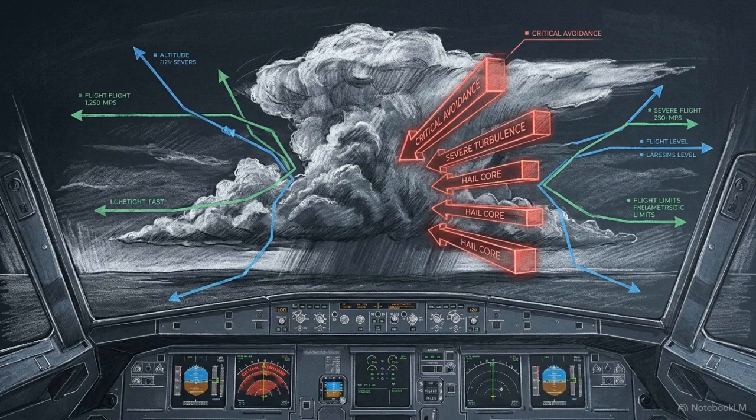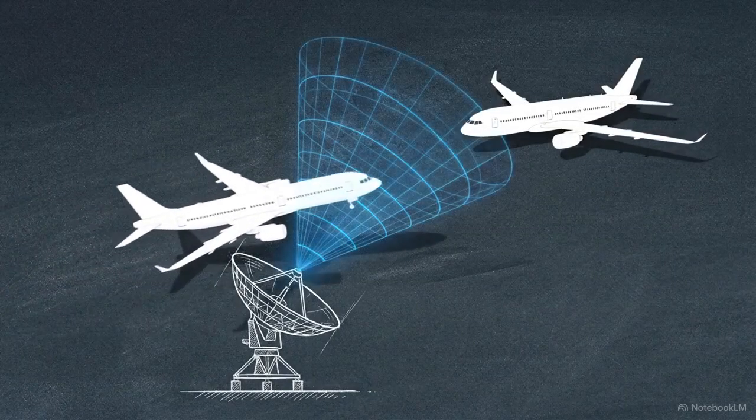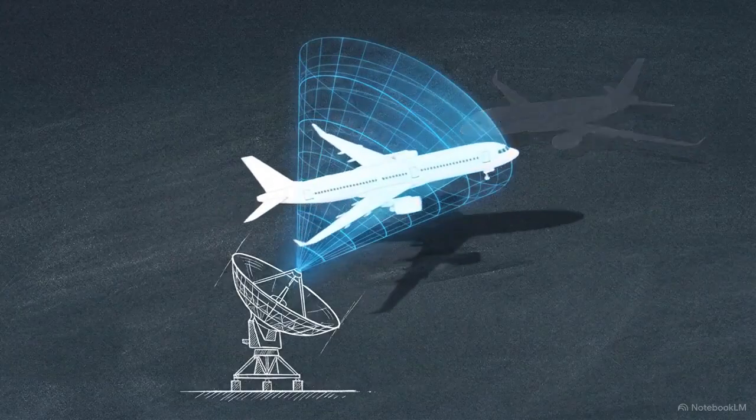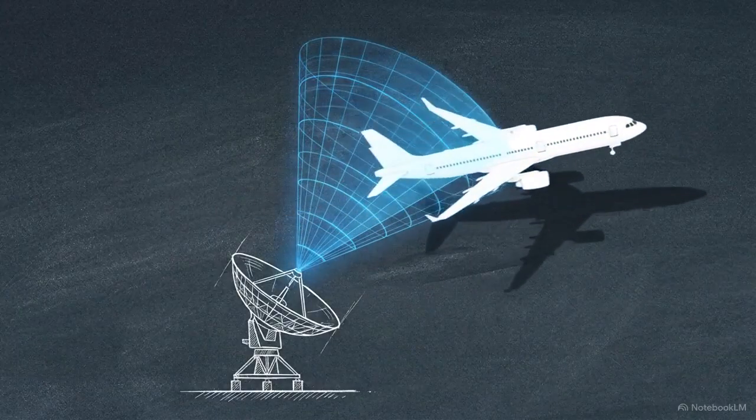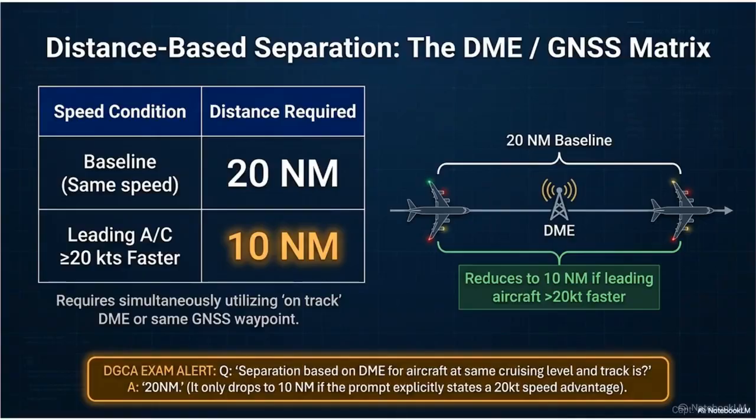Modern aircraft capabilities allow ATC to transition from time-based rules to precision distance-based separation, utilizing distance measuring equipment and global navigation satellite systems. This matrix demonstrates standard DME separation. Aircraft on the same track and cruising level require a 20 nautical mile baseline separation. That distance drops to 10 nautical miles only if the leading aircraft maintains a speed at least 20 knots faster than the following aircraft.